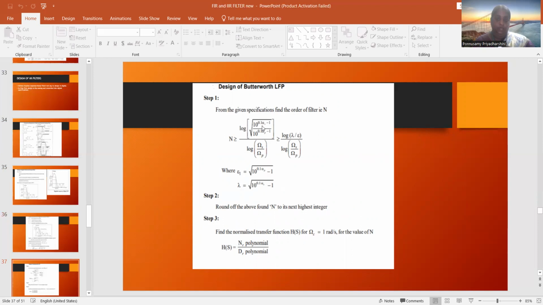of 0.1 alpha s minus 1 by 10 to the power of 0.1 alpha p minus 1, divided by log of omega s by omega p, or otherwise it can be said as log of lambda by epsilon over log of omega s by omega p. By this we can get the order of the filter, and then we have to round off the order of the filter to the higher integer, and then you find out the normalized transfer function.